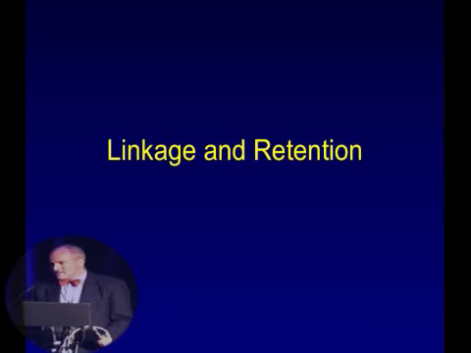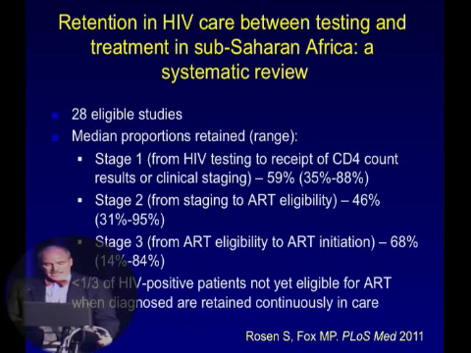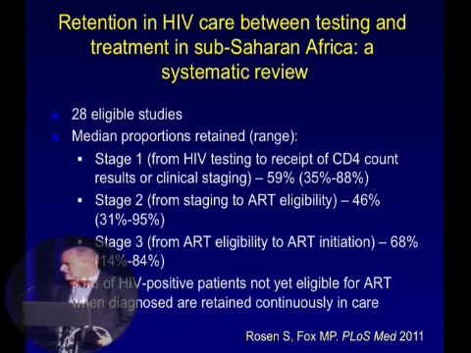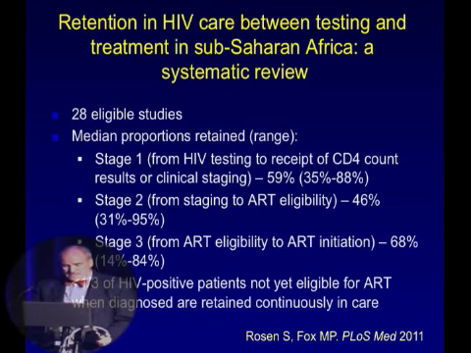Moving on from testing to the next critical step of the cascade, retention in HIV care. This systematic review looked at what in some contexts we call linkage, basically getting from diagnosis to initiating ART. These authors separated it into 3 stages. Stage 1 was from diagnosis to either getting a CD4 count or clinical staging, and the retention for that one stage was 59%.